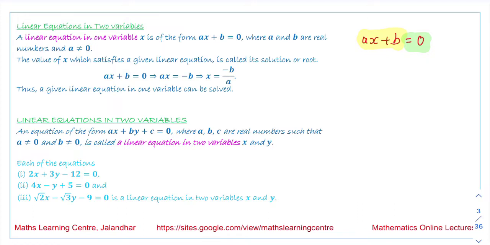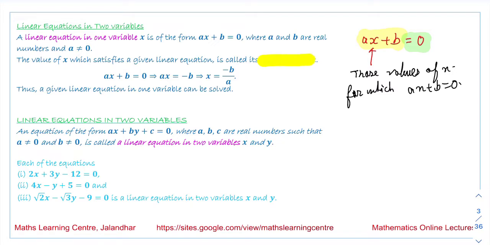So what is the solution of this equation? Solution means we are trying to find those values of x for which ax plus b is equal to 0. That is the solution or the roots of the equation. When the word solution or roots of the equation is used, it means we are talking about those values of x for which this equation is satisfied.